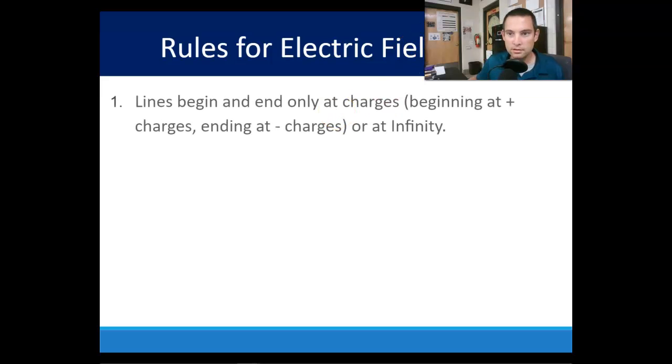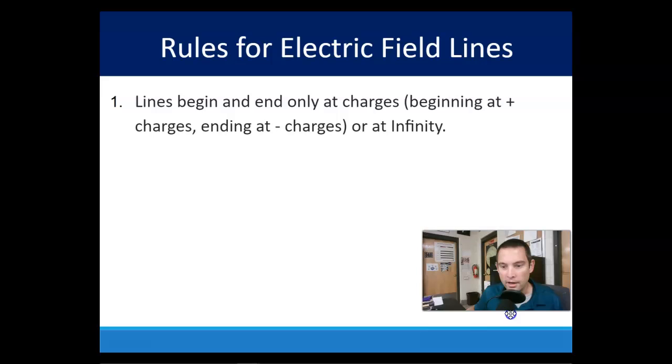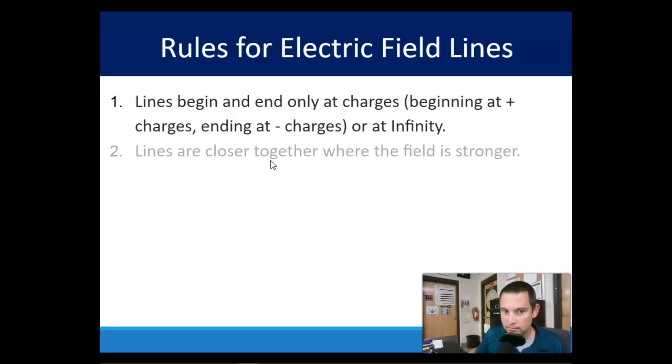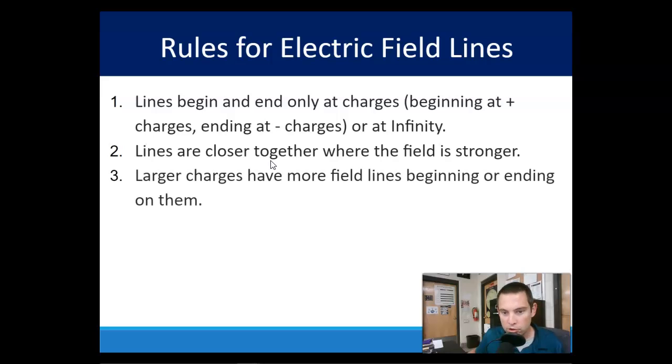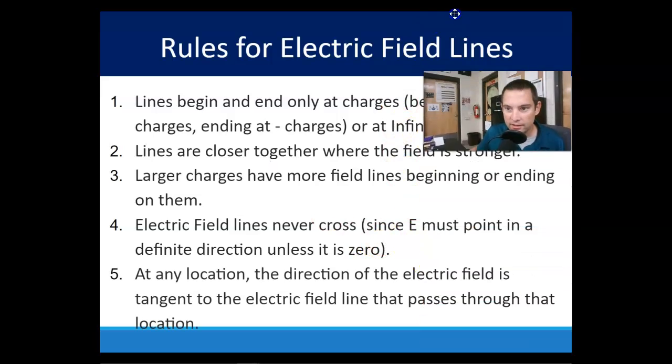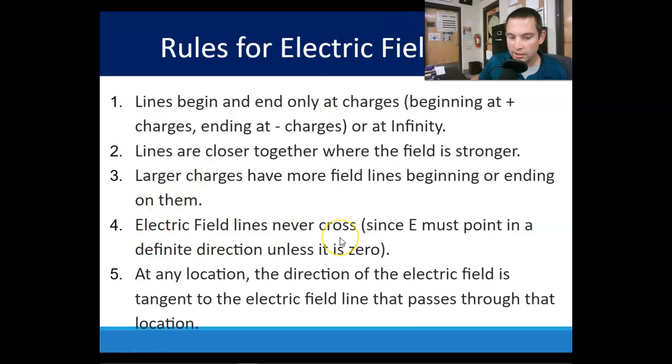Rules for electric field lines. Lines begin and end only at charges or at infinity. Lines are closer together where the field is stronger. Right, so the more charge or the more field density you have, the stronger the field will be. Larger charges have more field lines beginning or ending on them. Electric field lines never cross, since the electric field must point in a definite direction unless it's zero. And then finally, at any location, the direction of the electric field is tangent to the electric field line that passes through that location. So all of this really kind of sounds complicated.